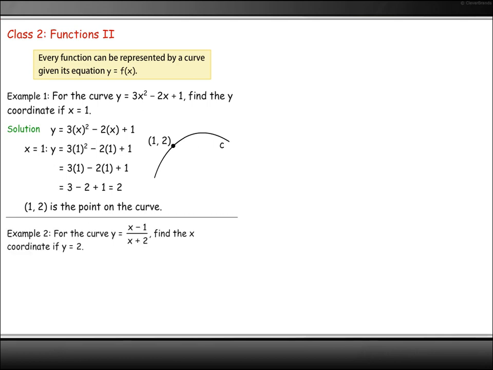Example 2. For the curve y equals (x minus 1) over (x plus 2), find the x-coordinate if y is equal to 2. Draw a sketch of the curve. In this example, you are given the y-coordinate and you need to find the x-coordinate. To find x, replace y by 2 in the curve equation.